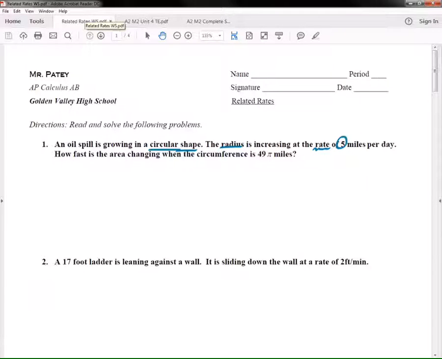How fast is the area? There's another math word, changing. Changing is the same idea as rate. Because a rate tells you how much something is changing, like miles per hour. How is your distance changing every hour? That's what a rate does. It tells you how you're changing. When the circumference, there's another big word, is 49 pi miles.